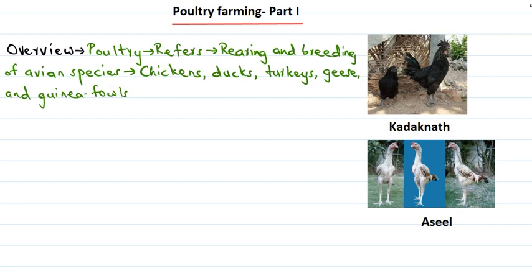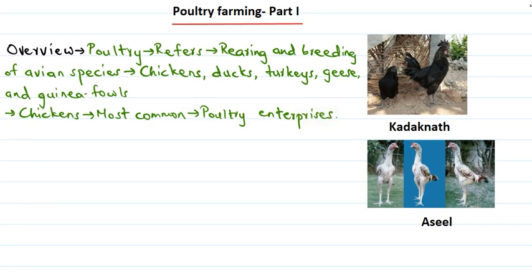Okay, so chickens are the most common poultry enterprise. Among all these avian species, chickens are the most common poultry enterprises. These chickens alone occupy 90% of the total poultry. Hence we are saying that chickens are the most common poultry enterprises, right?